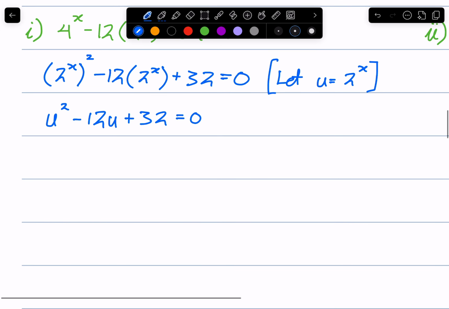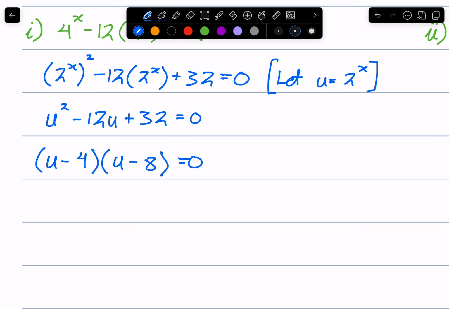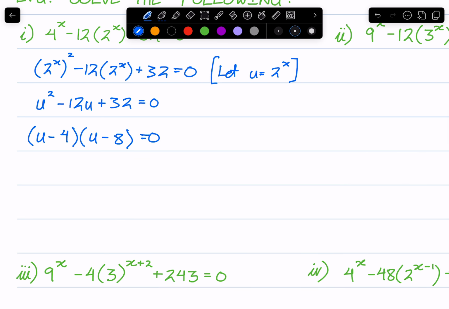Then from here, we use what we know with factoring quadratics. Two numbers that multiply to positive 32, but add to negative 12. I can think of this being (u minus 4)(u minus 8) equals 0. This will give us, I'm going to skip a few steps here, u equals 4, but u is equal to 2 to the power of x, so this becomes 2 to the power of x equals 4, and this is also 2 to the power of x equals 8.